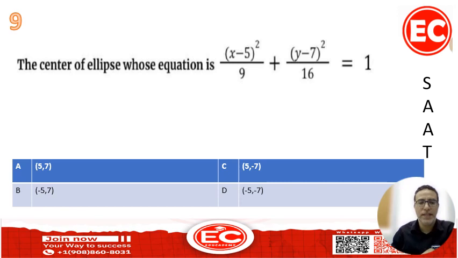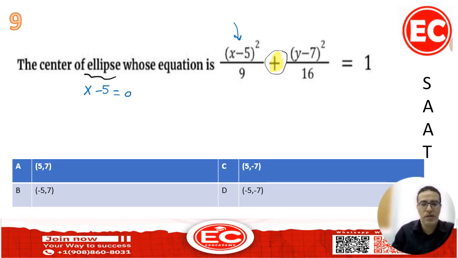Regarding question number 9, it says the center of the ellipse whose equation is x minus 5 squared over 9 plus y minus 7 squared over 16 is equal to 1. We all know that in the case of an ellipse, the sign between the two terms is always positive. If it's negative, it's a hyperbola. So this is positive. To find the center, all I have to do is change the sign inside the bracket.